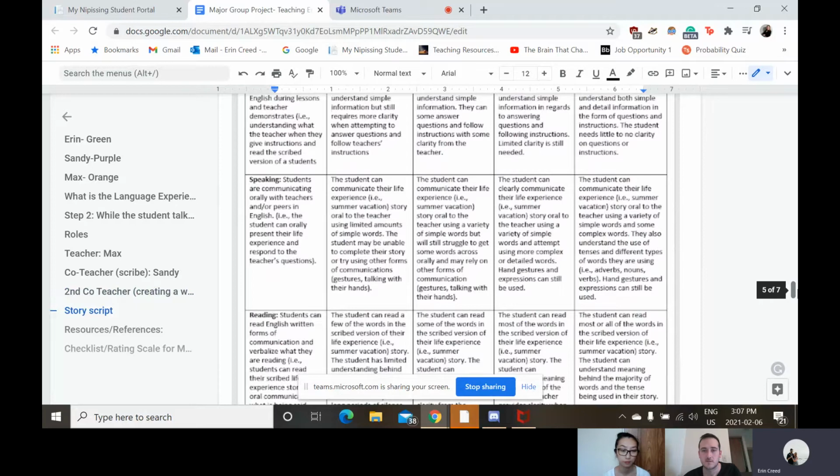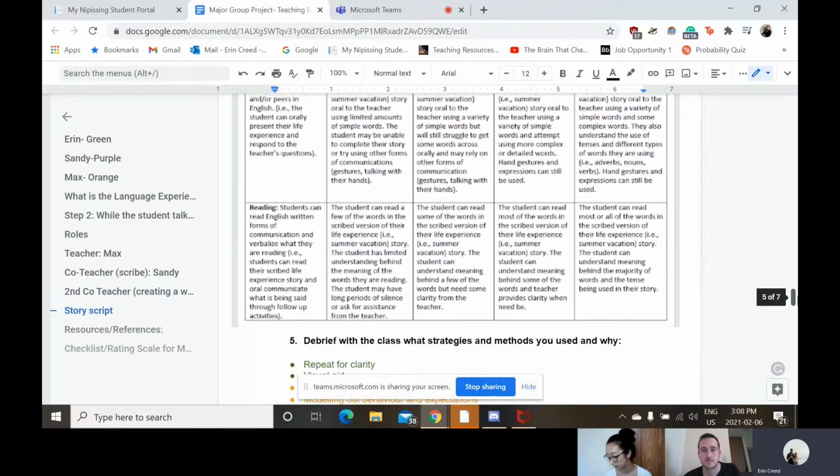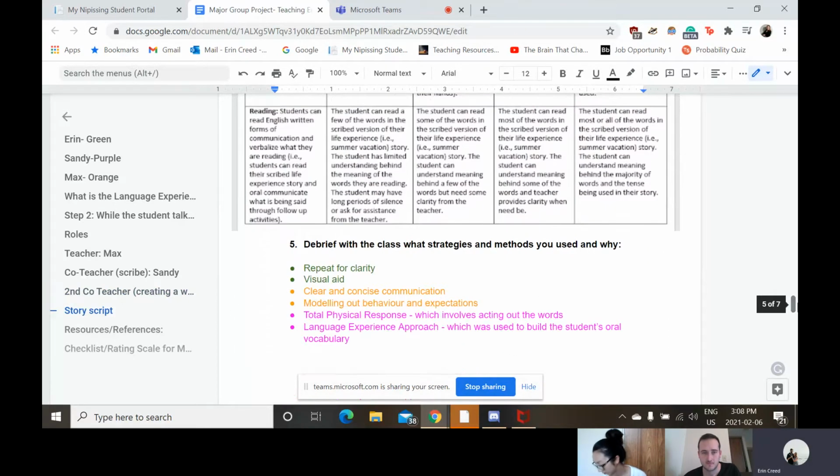And at the fluent stage, they're using a variety of simple words and complex words. They also can understand the tense and different types of words they are using. But again, nonverbal forms of communication can be used just to express themselves more clearly.